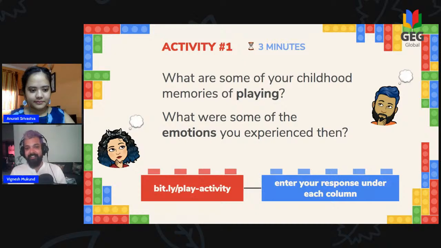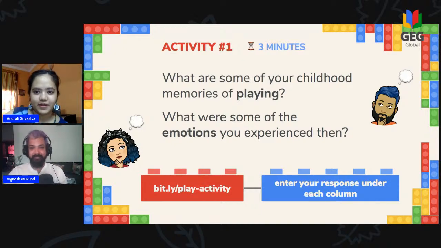Do you want to share something, Anurati, about your experiences? Yeah, I mean, most of the time, I think playing for me was mostly on a blank canvas because the internet was so new in those days. So just using MS Paint to create these intricate digital paintings online that nobody has asked me to do.